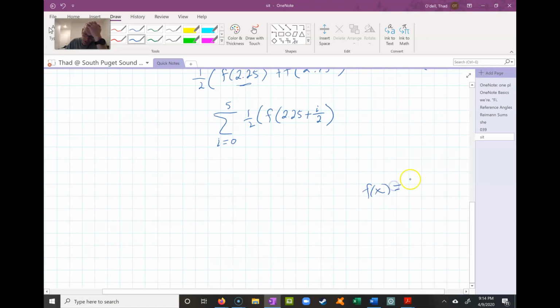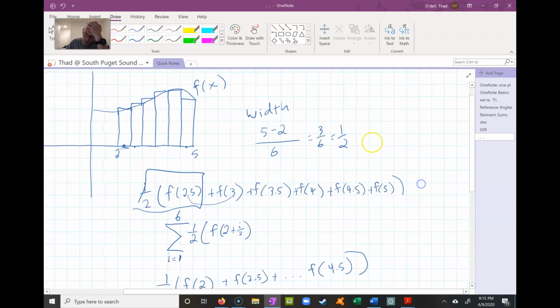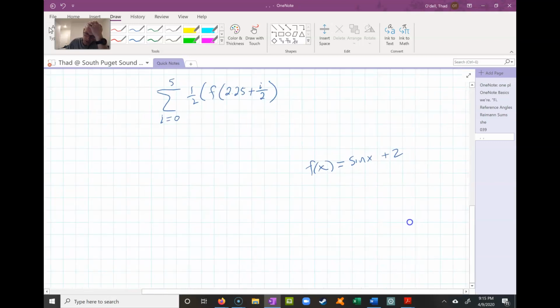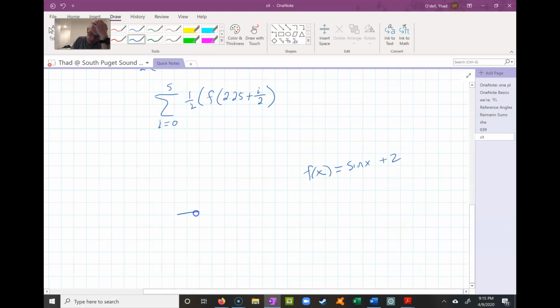Now, let's say we found out later that f of x was equal to sine of x plus 2 or something like that. I know that it doesn't look like that, but let's just say that's what it was. Well, then all it does to my Riemann sum is I'm still going to run I from 0 to 5, it's still going to be 1/2, but instead of this f of, I'm going to have sine of 2.25 plus I over 2 plus 2. So in other words, we're just replacing f with the formula for f.